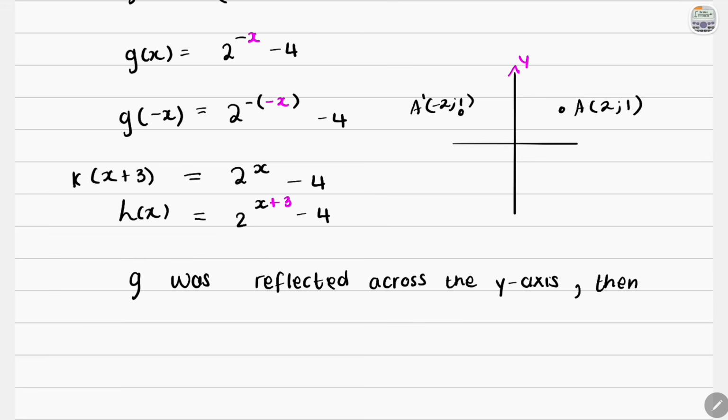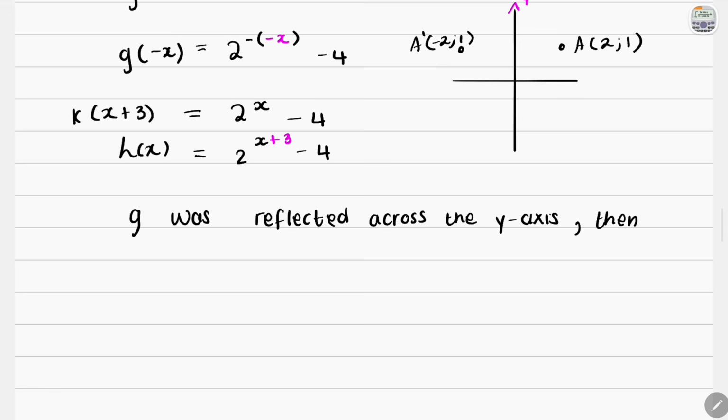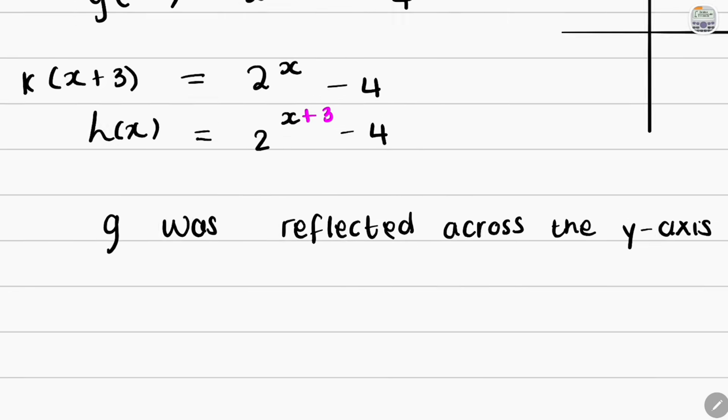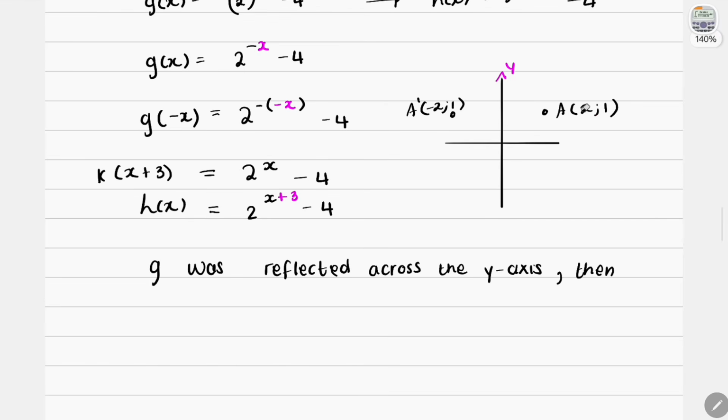And then we have this +3. So what happens when you say x plus 3, but specifically in the equation? This is very different to taking a point and then adding 3 to the x value, because we're saying x plus 3. It's very different. If you just take a point and you add 3 to the x value, it's going to cause this point to shift 3 units to the right.